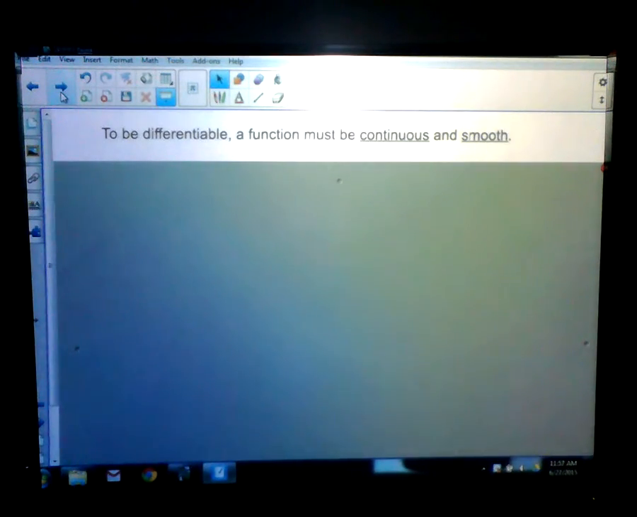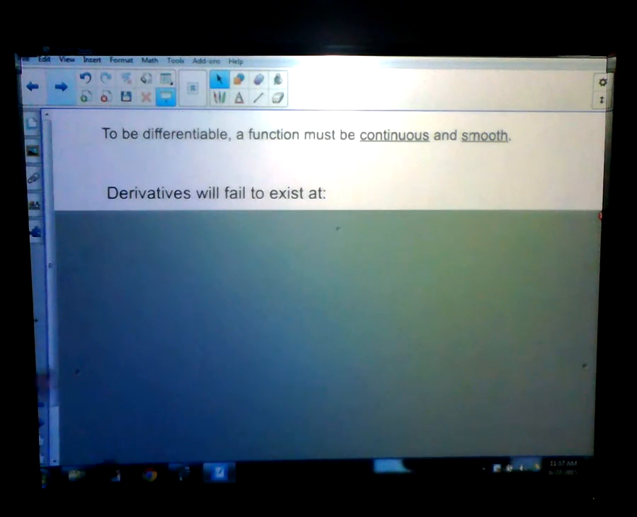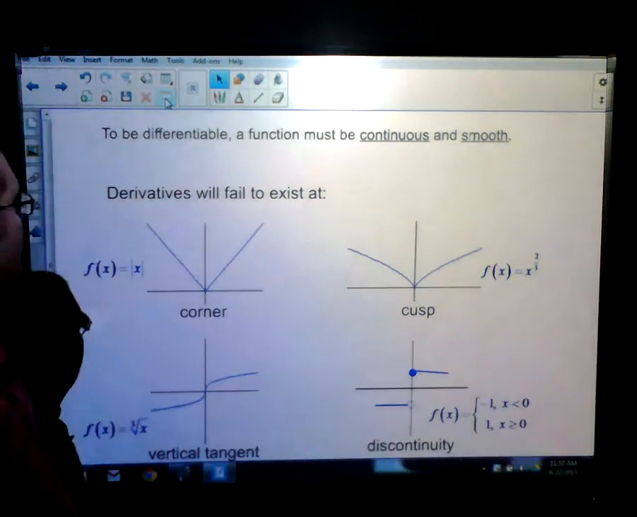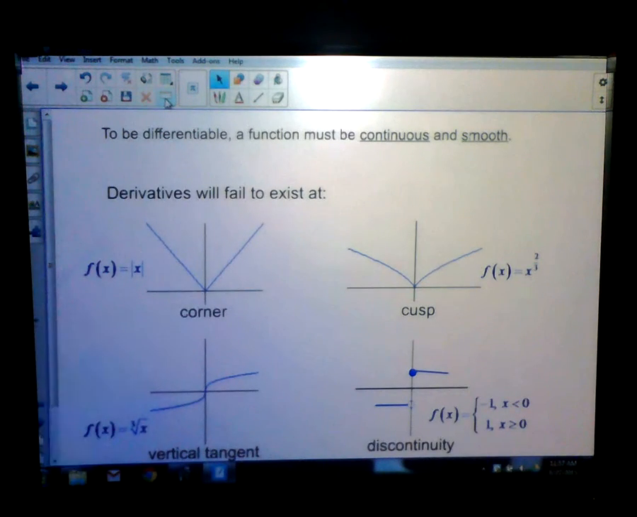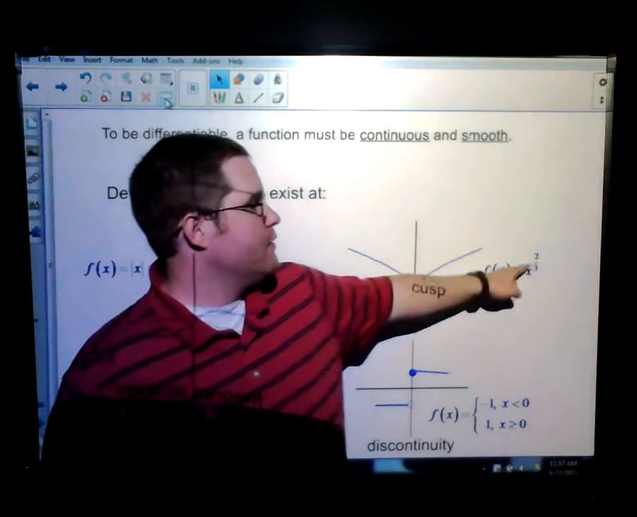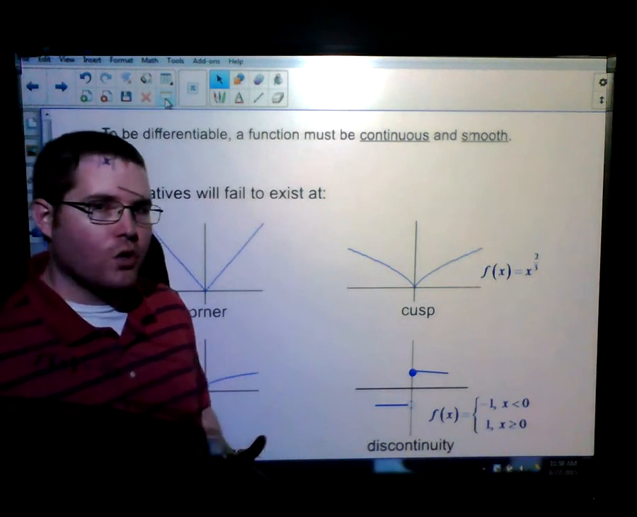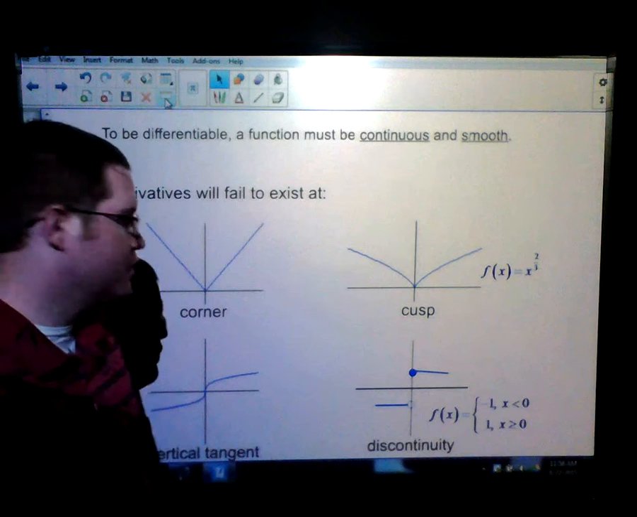To be differentiable, a function must be continuous and smooth. Derivatives will fail to exist at 4 points. At a corner, which is like absolute value. That's where two lines meet and then change. At a cusp, that's like x to the 2/3 power. A cusp and a corner are very similar, but a corner is lines and a cusp is curves.